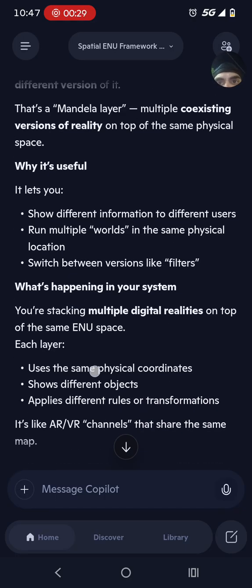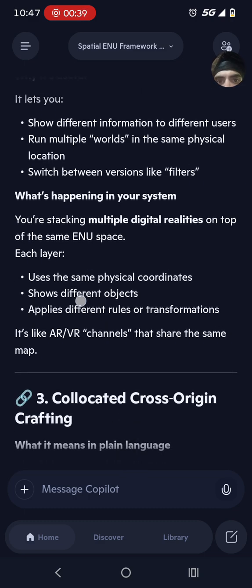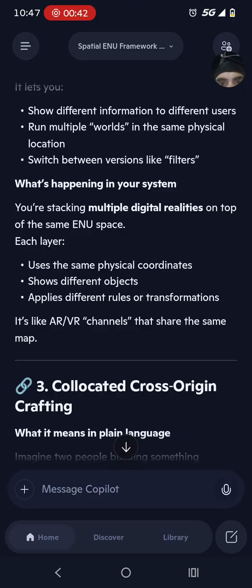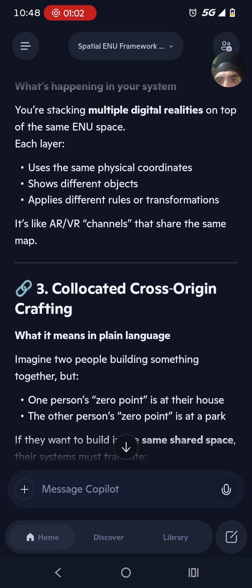Why is it useful? It lets you show different information to different users, run multiple worlds in the same physical location, switch between versions like filters. What's happening in your system: you're stacking multiple digital realities on top of the same ENU space, the east north up. That's basically latitude, longitude, and height, elevation. Each layer uses the same physical coordinates, shows different objects, applies different rules or transformations. It's like AR VR channels that share the same map.